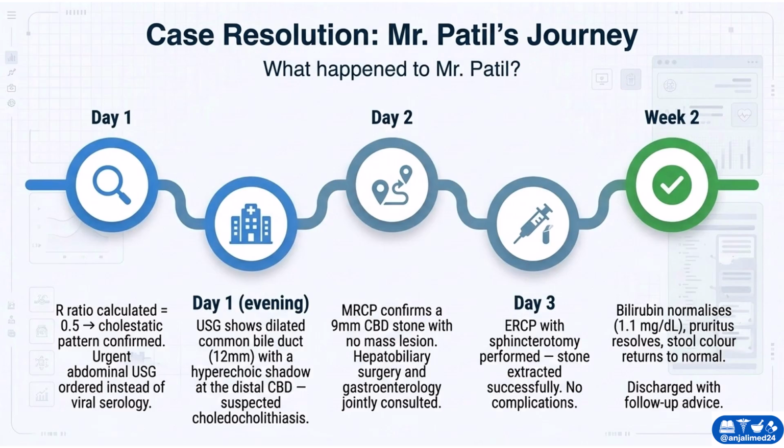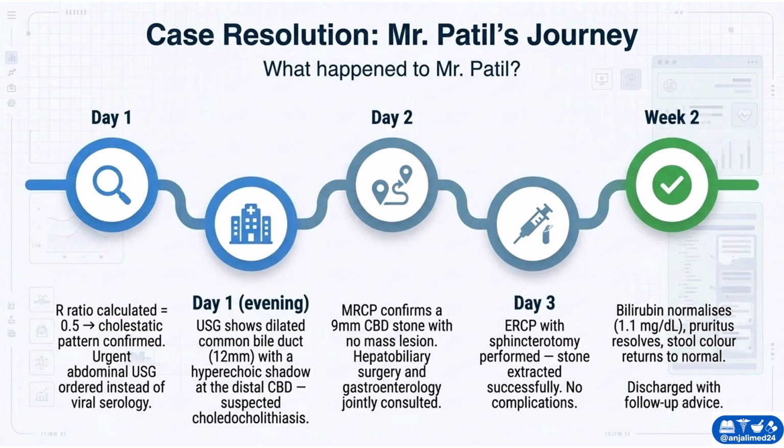On day 3, the patient underwent ERCP with sphincterotomy. The obstructing stone was successfully removed without any complications, restoring normal bile flow. Over the next 2 weeks, the patient's recovery was excellent. His bilirubin decreased to 1.1 milligram per deciliter, pruritus completely resolved, and his stool color returned to normal, confirming resolution of the obstruction. He was discharged with follow-up advice and counseling regarding the prevention of recurrent gallstones.